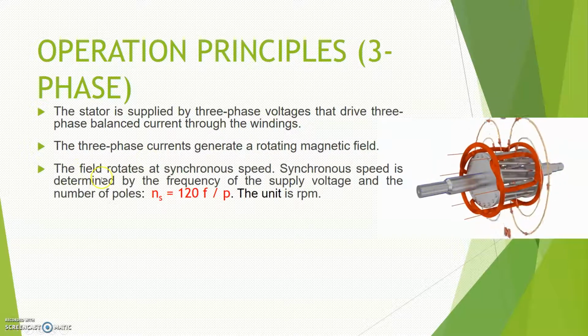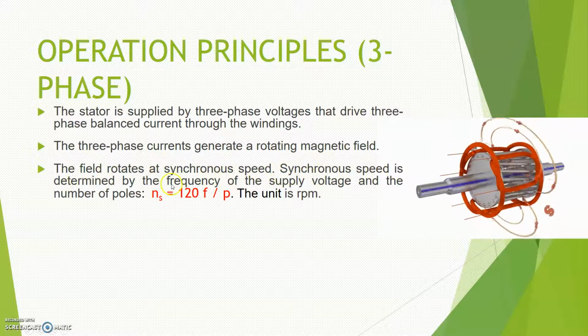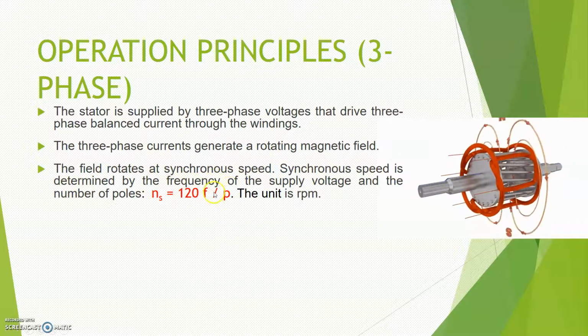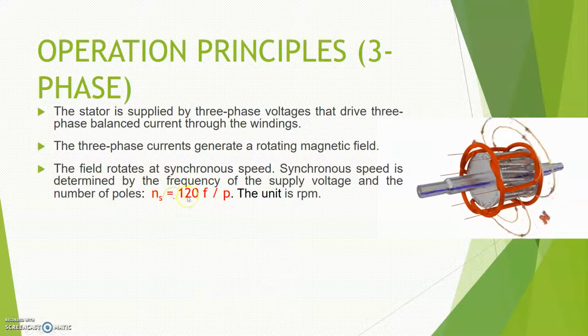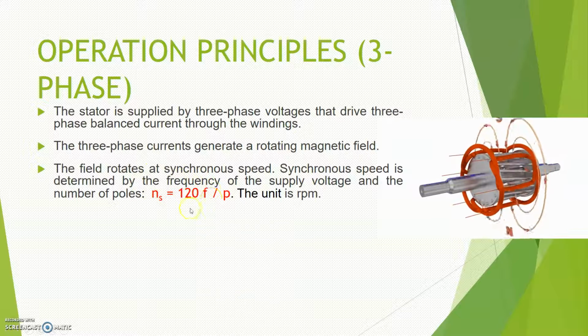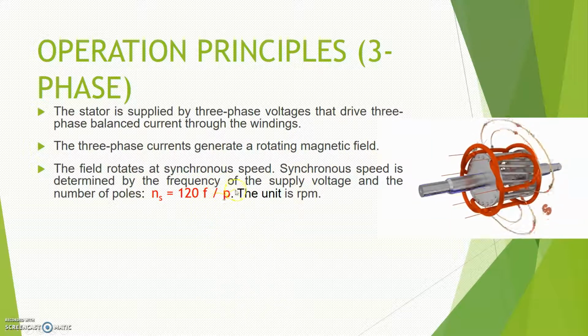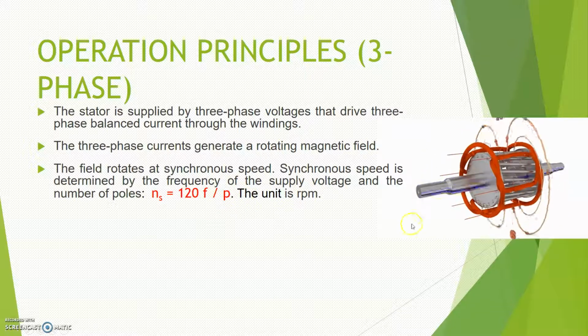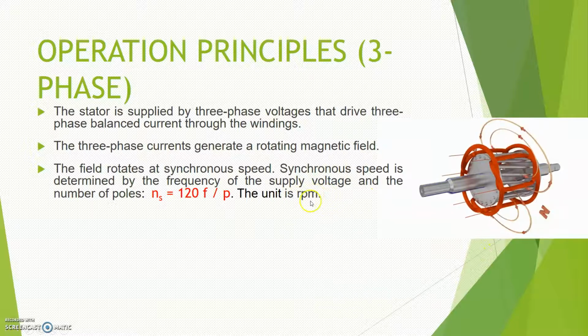Then the field will rotate at the synchronous speed. The synchronous speed is determined by the frequency of the supply voltage and the number of poles. The formula is given by 120 multiplied by the frequency of the supply voltage, divided by the number of poles, P. The unit of the synchronous speed is RPM, rotations per minute.